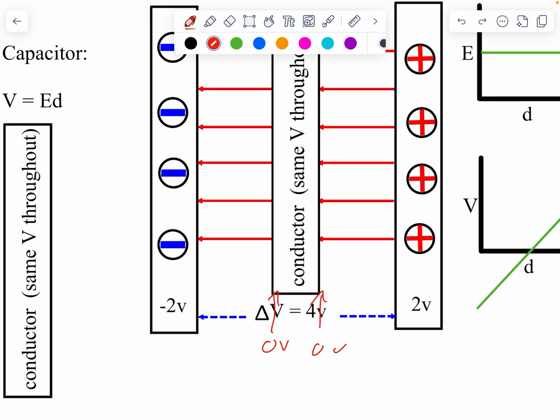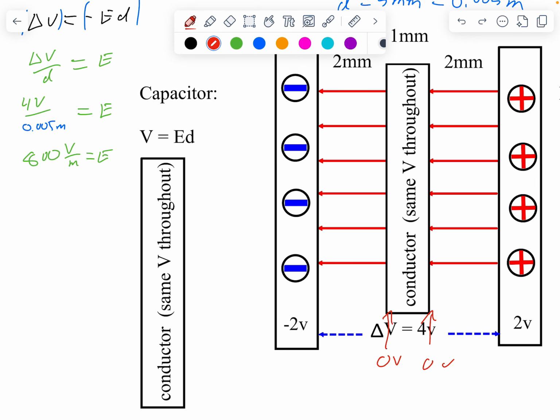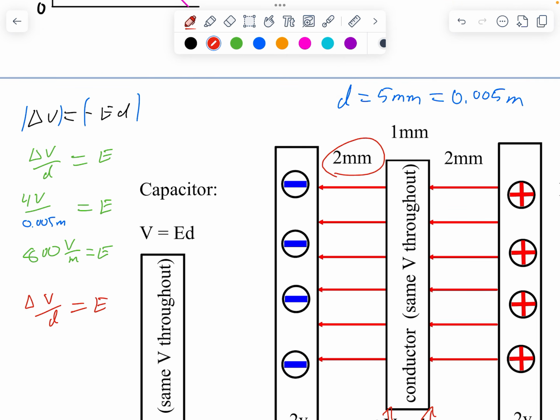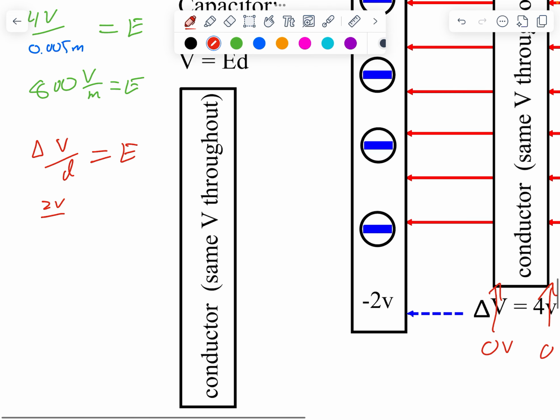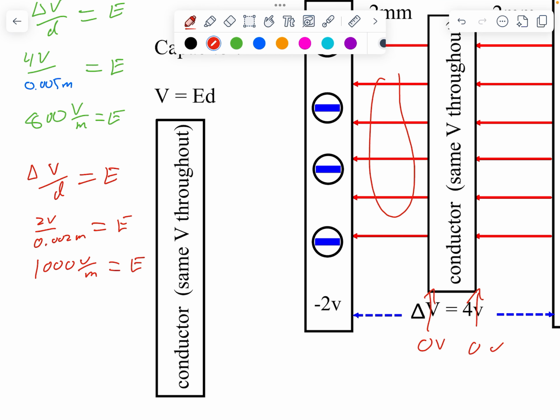So what is the effect of that? Well, if I take the same approach I did over here, delta V over D gives me the electric field. Now look at the gap. The gap between these two plates is only 2 millimeters, because I'm putting a physical conductor in here. So 2 millimeters would be 0.002 meters. If I do the math, just by inserting that metal conductor, all of a sudden in this region I've got an electric field not of 800 like I had before, but 1,000.